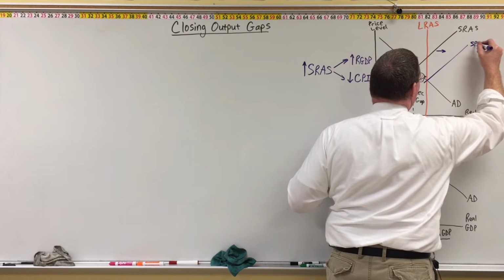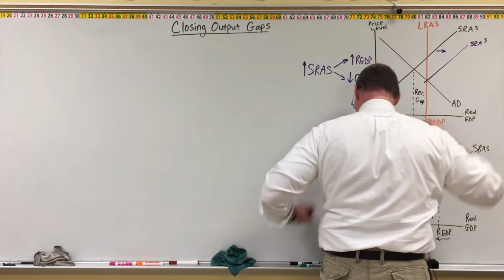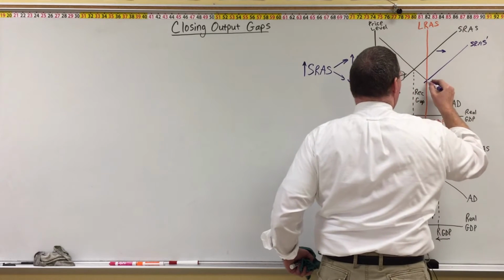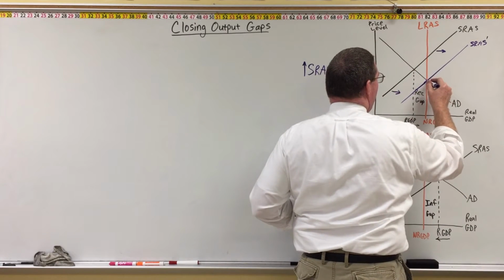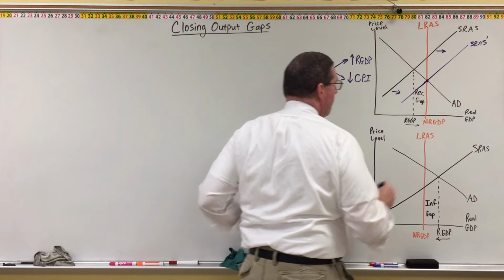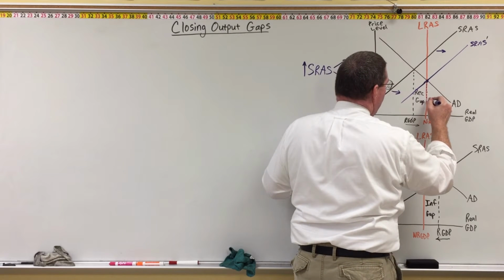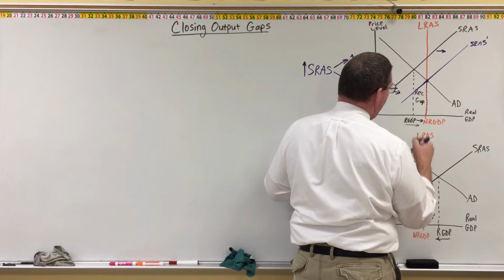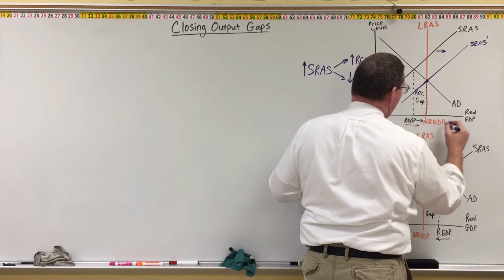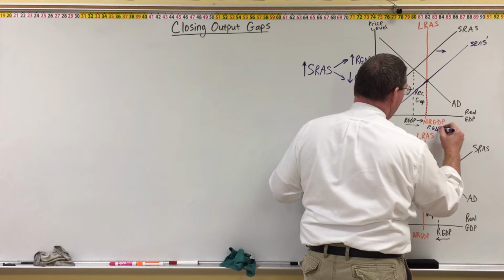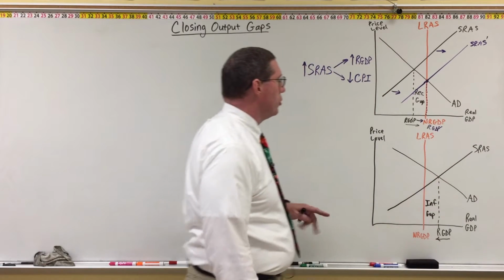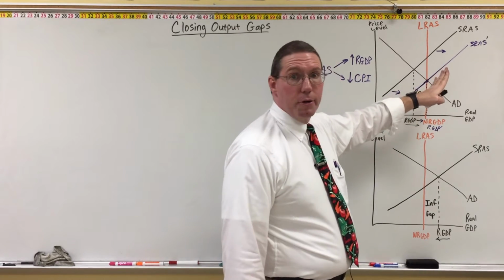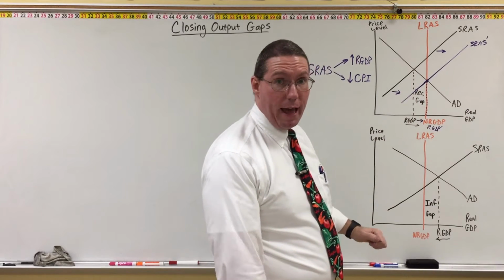Short-run aggregate supply, short-run aggregate supply prime, and now you can see that the new intersection with aggregate demand, we have increased real GDP and we have closed the recessionary gap. So at this point now, real GDP prime is equal to natural real GDP.